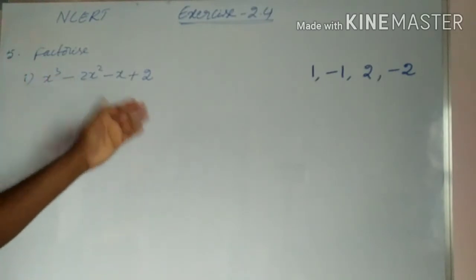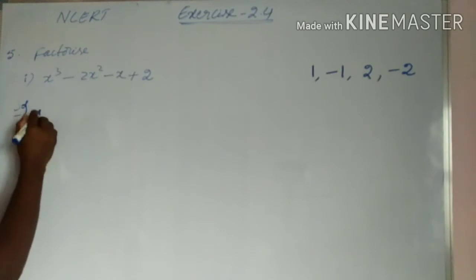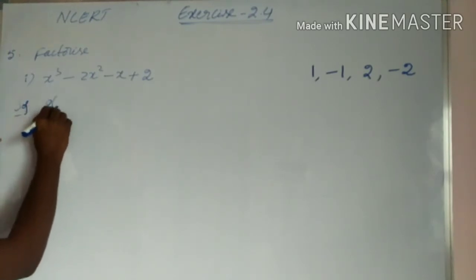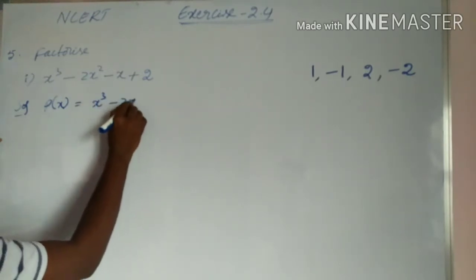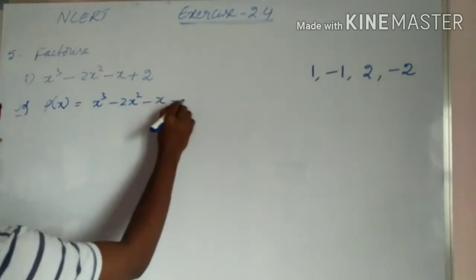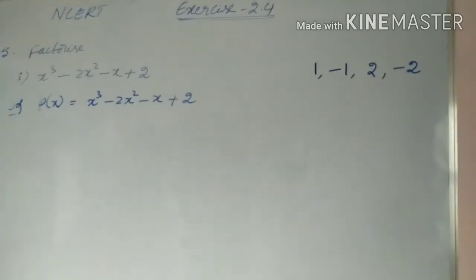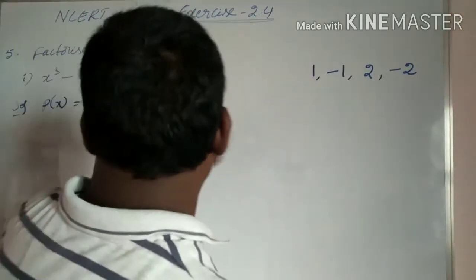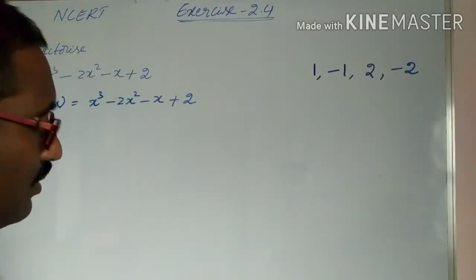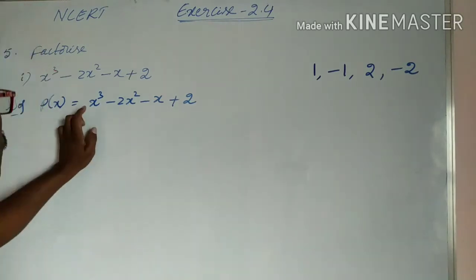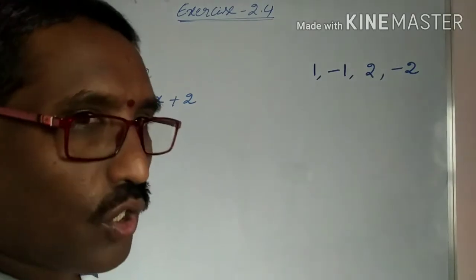x cube minus 2x square minus x plus 2. Solution, see. Now P of x is equal to x cube minus 2x square minus x plus 2. Trial and error method: just substitute and see whether the polynomial is equal to 0 or not. Now, in place of x I am substituting x is equal to 1.